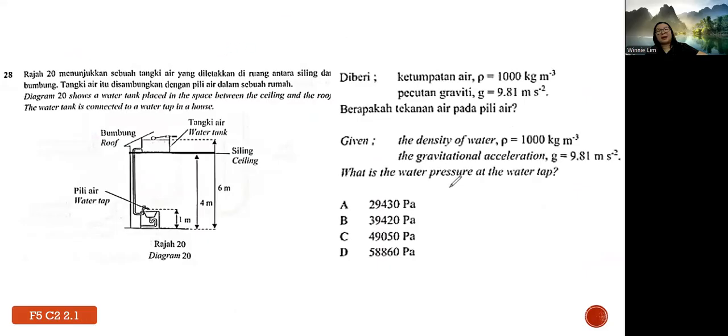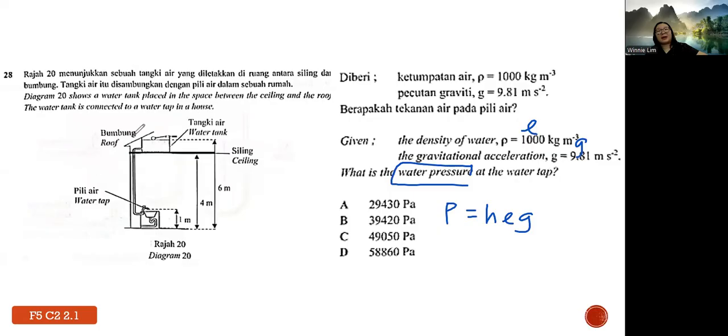Okay, water pressure. Now, be careful. Sometimes the question may ask what is the total pressure. If they say total pressure, then you also need to involve the idea of atmospheric pressure. So this one is very obvious, you only involve water pressure. What is the formula for water pressure? P equals h rho g, where h is the depth of water, rho is the density of water, and g is the gravitational acceleration.